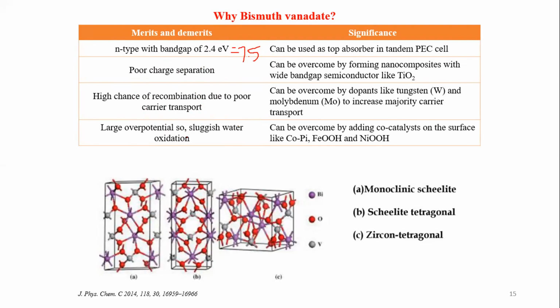With a lot of optimization, we can now move close to 6 milliamps, which is close to the theoretical value. Of course, this comes with additional complexity in the structure, but it is possible to achieve the theoretical photocurrent value by proper optimization. So this is one of the best photoanode materials to date in photoelectrochemical systems.